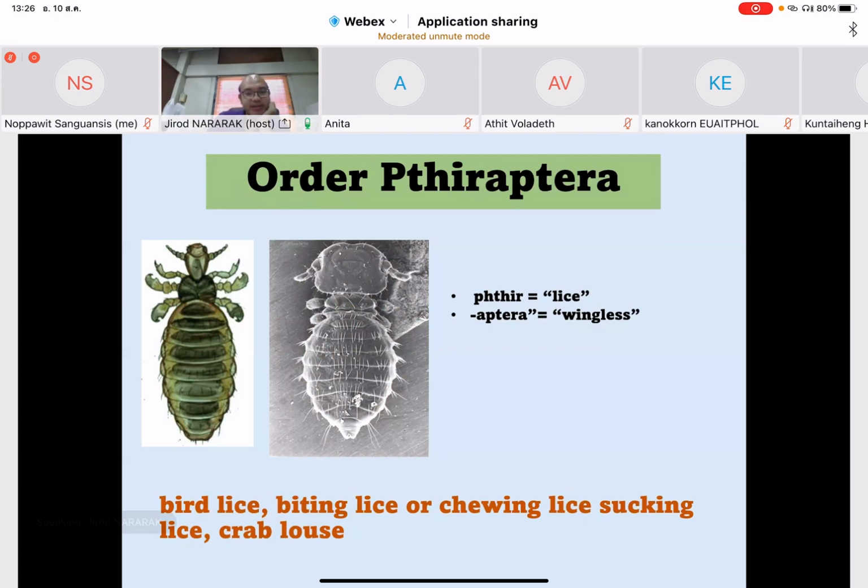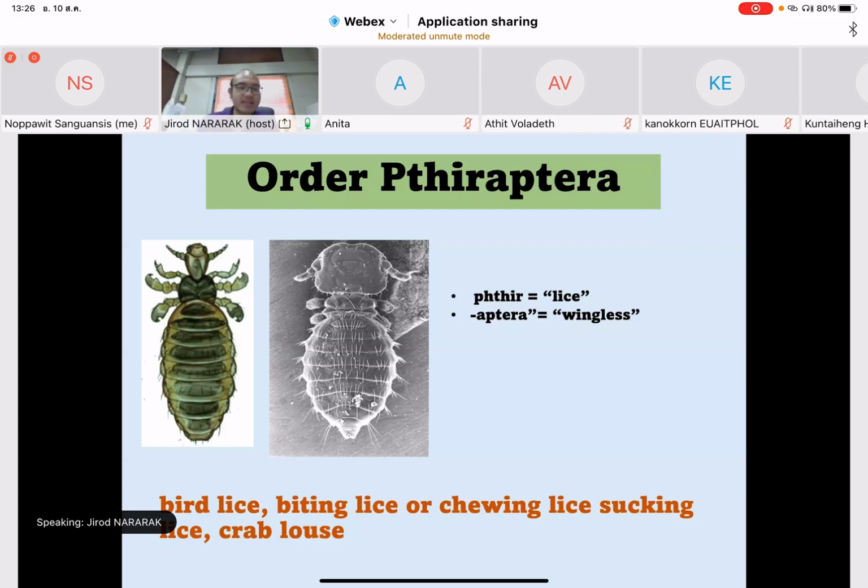The next order is lice, in the order Phthiraptera. It comes from the Greek, where phthir means louse. And aptera means no wing. So they have no wing, or are wingless.